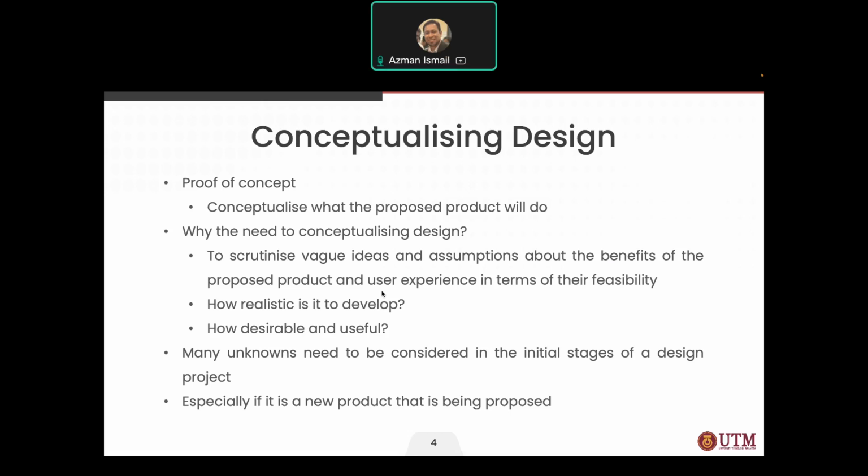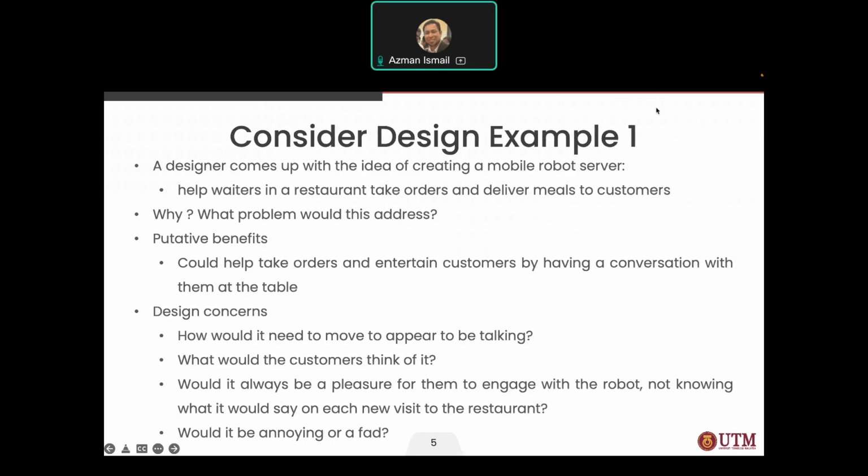So that's the problem. Okay, so when you look into a certain consideration, I'll give you one example here. A designer came up with the idea of creating a mobile robot server as a waiter in the restaurant to take orders and deliver meals to customers. Okay, why? What's the problem that this example addresses? It's because a lot of customers come at one time, and human energy is not enough. So that's why you need a robot to serve customers in the restaurant, for example.